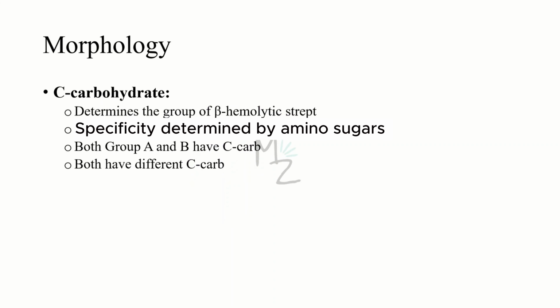C carbohydrate determines the group of beta hemolytic streptococci. It is located in the cell wall. Its specificity is determined by an amino sugar. For example, group A beta hemolytic streptococci like Streptococcus pyogenes are distinguished from group B beta hemolytic streptococci like Strep agalactiae because they have a different C carbohydrate. Both group A and B streptococci have C carbohydrate in their cell walls, but both have different ones. This is the main point to distinguish these bacteria.